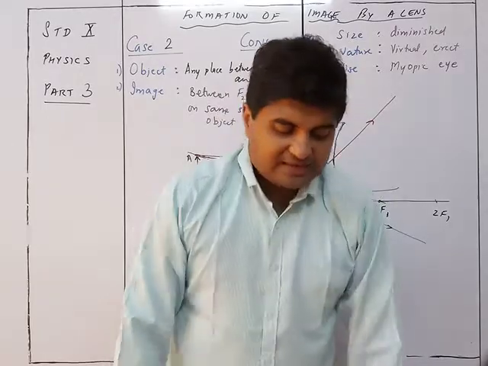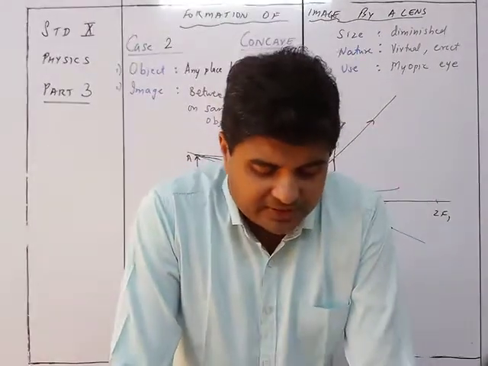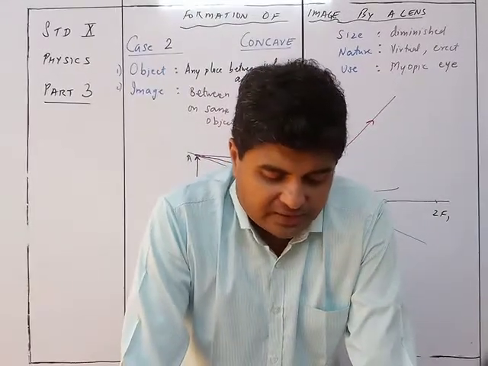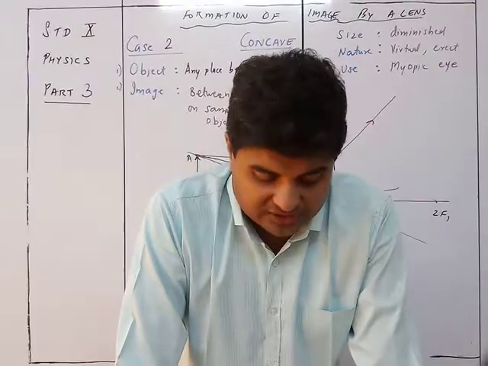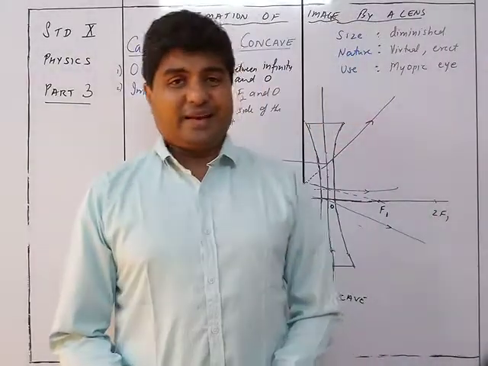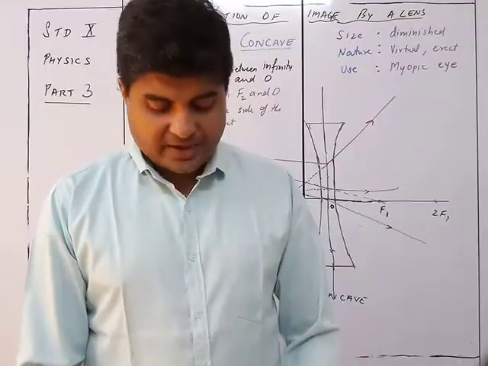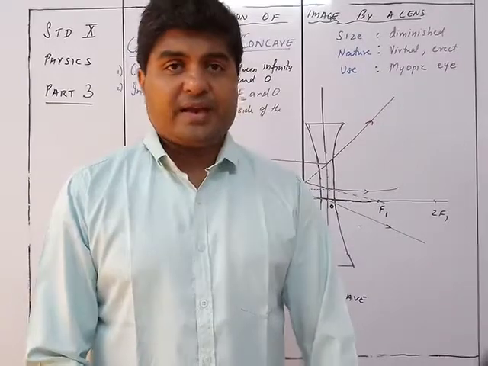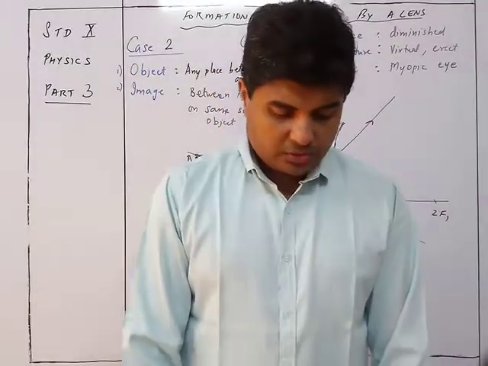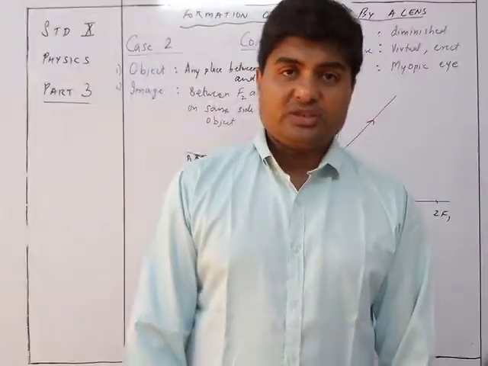Image of a convex lens can be inverted as well as erect. The image is inverted if the object is at a distance beyond focus, and erect if the object is within the focal distance. Whereas the image for a concave lens is always erect. So this was the ray diagrams and the formation of images in case of lenses. We stop here for this video, and we'll continue with the sign conventions in the next video.